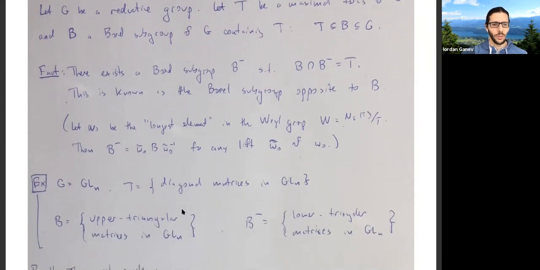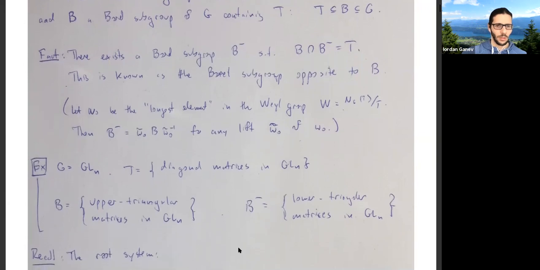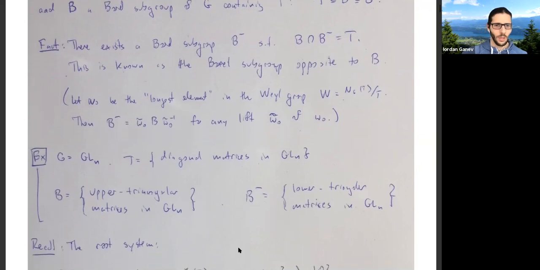Another, less intrinsic way to think about it is to embed. First of all, for GLn, if you take the Borel of upper triangular matrices, then the opposite Borel will be lower triangular matrices, and they intersect in diagonal matrices. If you have a general group, you can embed it into GLn. You can arrange so that the Borel is in the upper triangular matrices, and then whatever maps to lower triangular matrices will be the opposite Borel. So that's another way to think about this opposite Borel: upper triangular matrices versus lower triangular matrices.